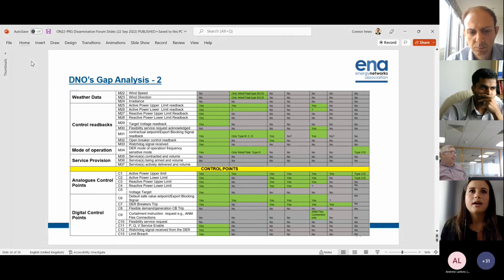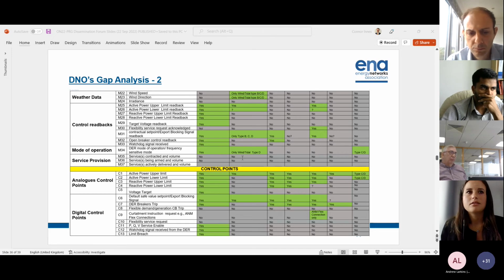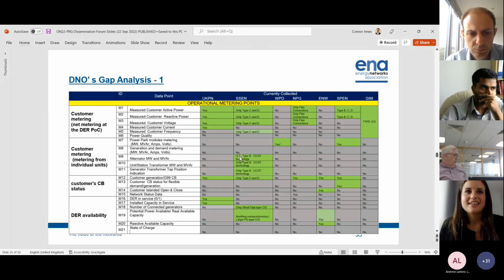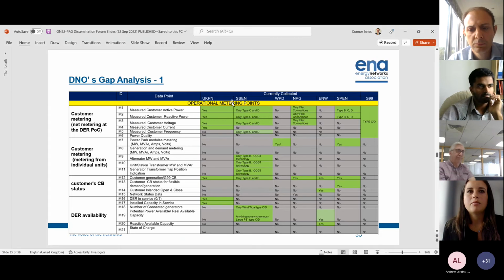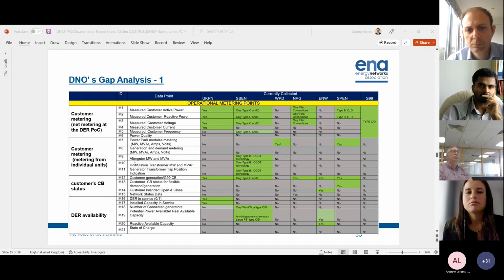So the green ones are the data points which are currently being collected by each of the DNO. I think it's better if you move to the previous slide, actually. Thank you. Whereas the gray ones are the data points which are currently not being collected by the specific DNO. So you can see there are some discrepancies. The purpose of this project was to align and harmonize the requested data points, the exchange data points going forward.